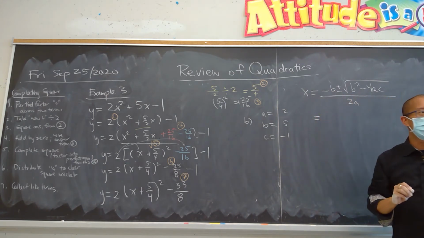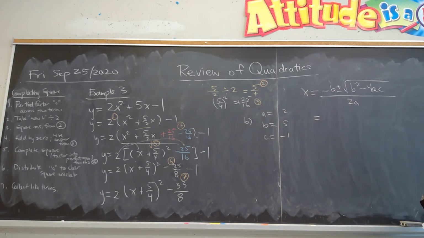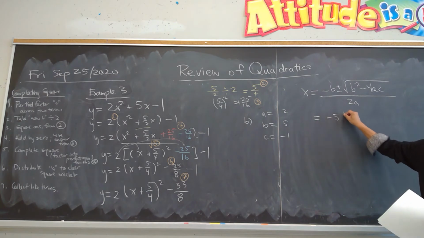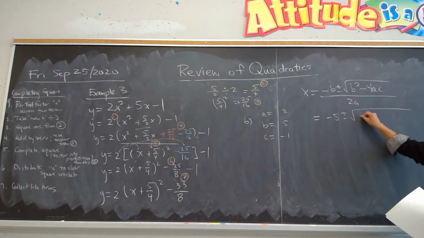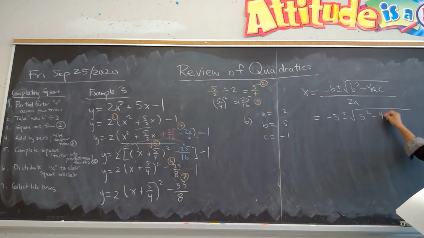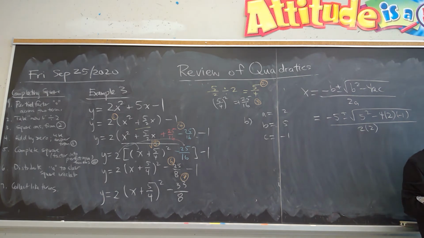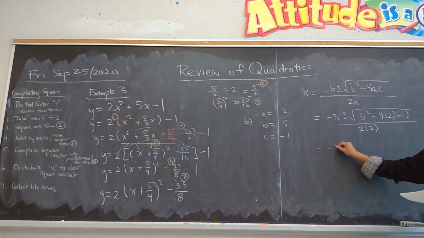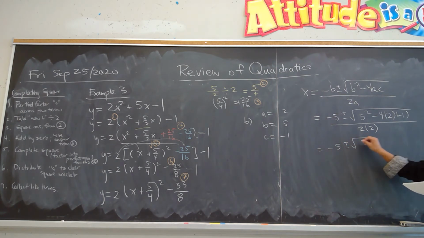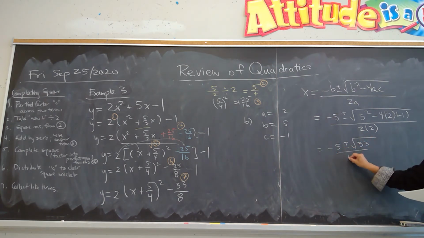So this now just make sure you know how to input and do algebra. So negative 5 plus or minus 5 squared minus 4 times 2 times negative 1, all divided by 2 times 2. Before we continue, everyone okay with my substitution? And I think we get this answer, negative 5 plus or minus the square root of 33 over 4.